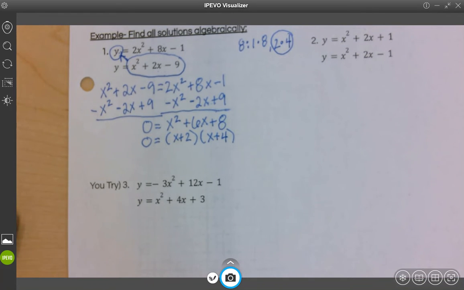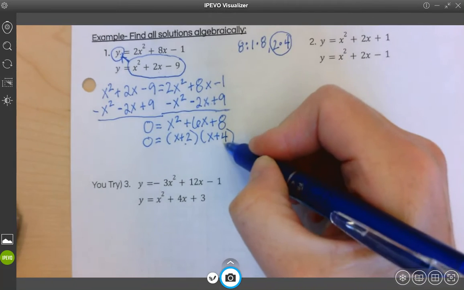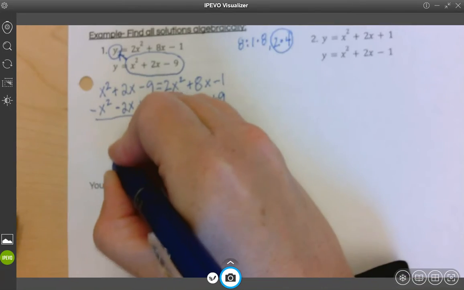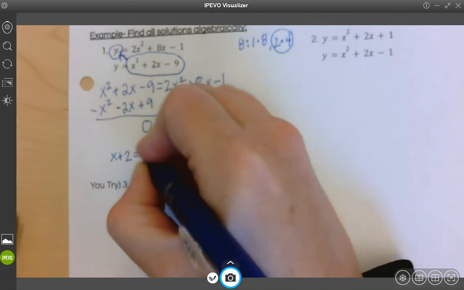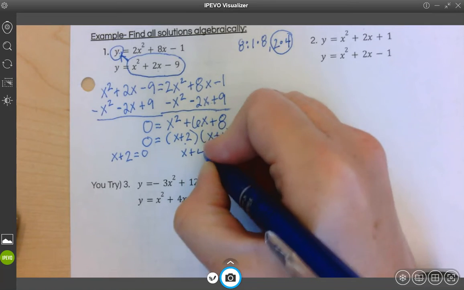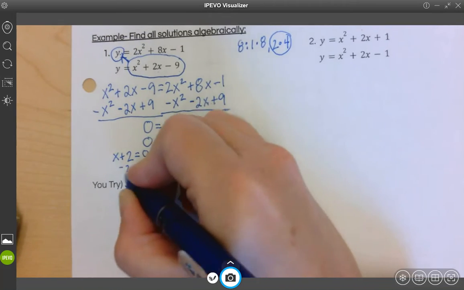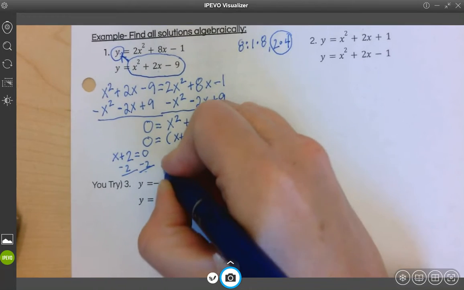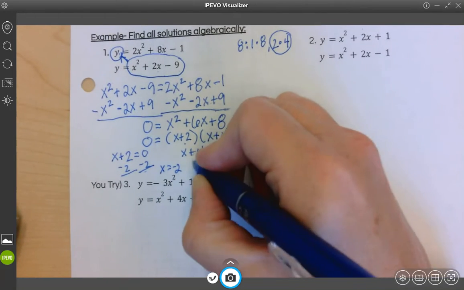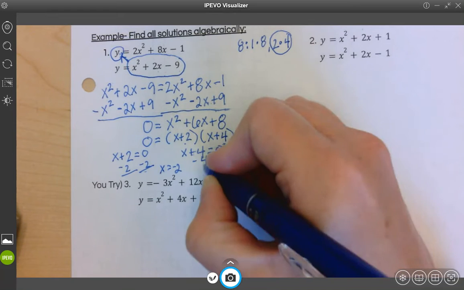Okay, so the zero product property tells you that when 0 is the answer to your multiplication problem, one of the things you're multiplying has to equal 0. That's the only way to get 0 for your answer. So you're going to set each factor equal to 0. So I get x equals negative 2. And then on this one, I should get negative 4.